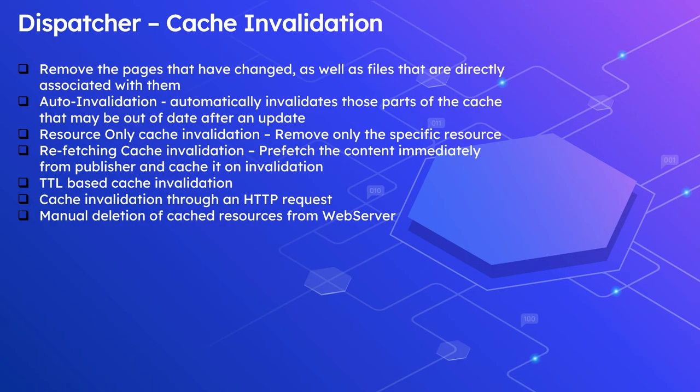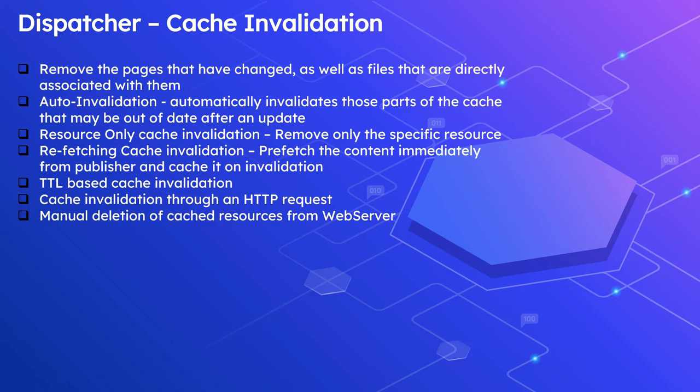We have some other options for the cache invalidation. One is resource only cache invalidation. It means it will remove only the specific resource that needs to be invalidated. In earlier approaches, we have seen that it will remove the actual resource, then child resources, and auto invalidation will remove the related resources also if it is configured for that. But with resource only cache invalidation, you can remove only the specific resources. The resource only cache invalidation won't touch the .stat file, so other related files will not get invalidated in this case. The other one is refetching cache invalidation.